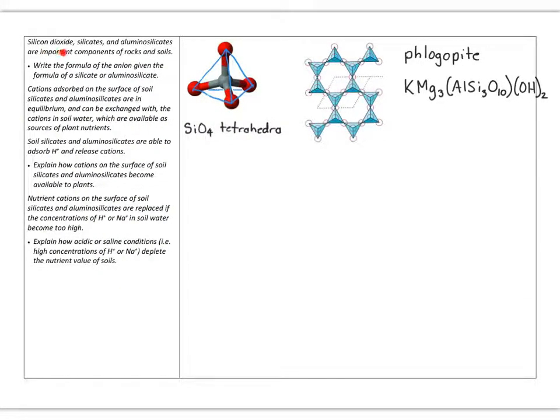Okay, so silicon dioxide, silicates and aluminosilicates are important components of rocks and soils. All of these compounds are based on the SiO4 tetrahedron. So we have a silicon in the middle surrounded by a tetrahedral shape of 4 oxygens. And what happens in all these compounds is lots and lots of these tetrahedra join together.